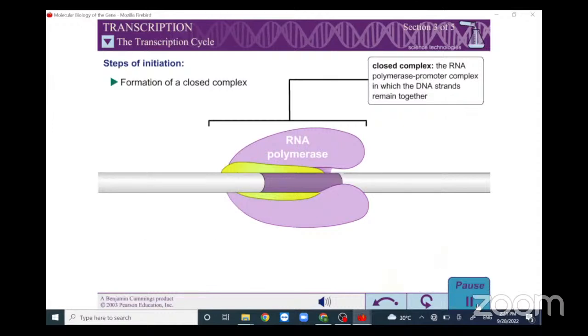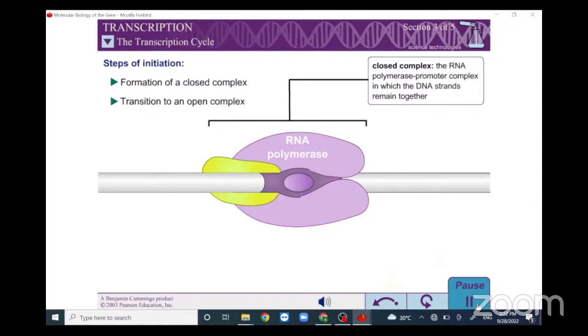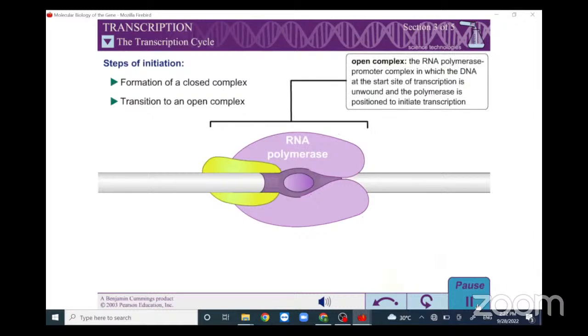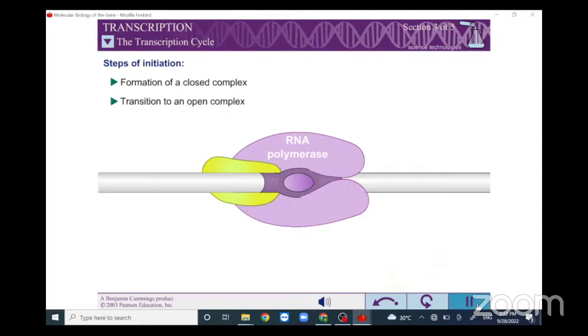So to bind there, what you need is a sigma factor. After formation of the closed complex, it has to transit into an open complex. The DNA becomes an open complex and the sigma factor moves. So first, the sigma factor is required for attachment. Then the sigma factor moves so that it gets converted into an open complex. I hope you can understand till now.